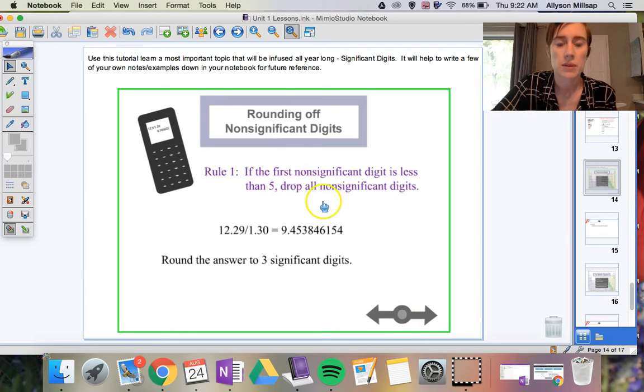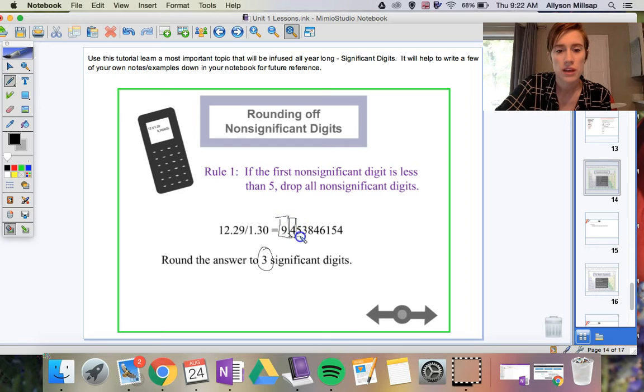So, okay, I get what it's saying. So if the first non-significant digit is less than 5, you'll drop all the non-significant digits. Okay, so that might have just sounded super confusing, which it kind of did for me the first time. So what I recommend doing is count out your 3 significant digits, okay? So let's say we're supposed to have 3. So here's 1, here's 2, here's 3.